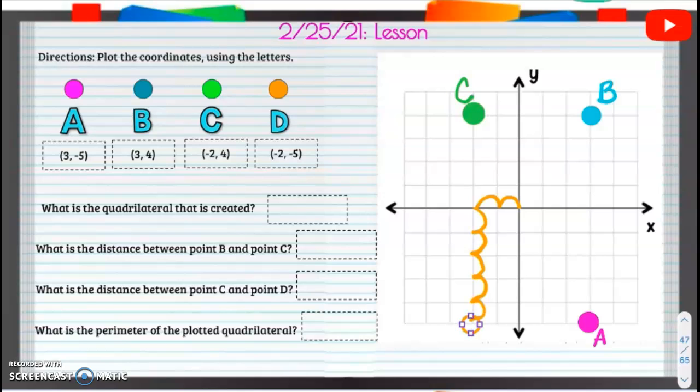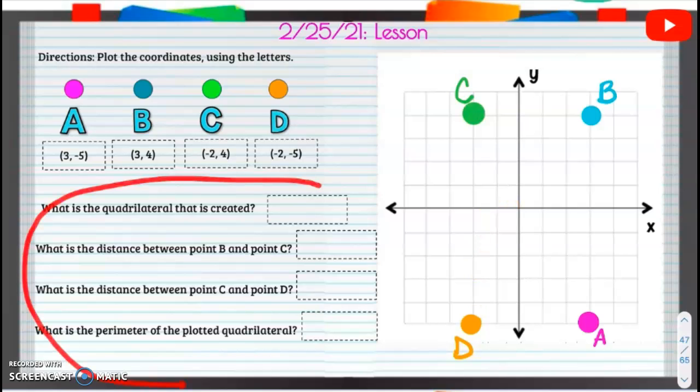All right, so now we have our points on our graph, A, B, C, D. There we go. Now we're going to take a look at our questions.